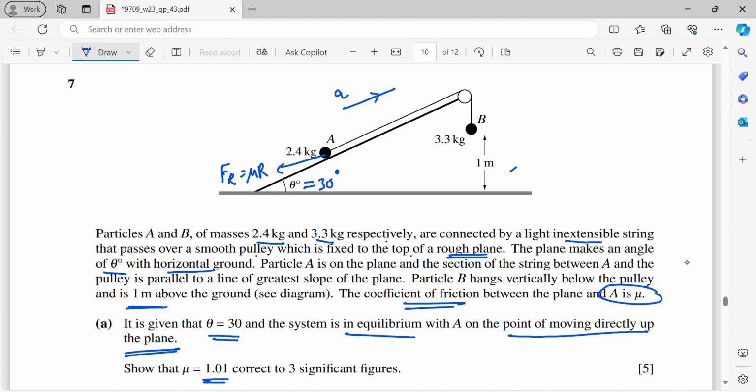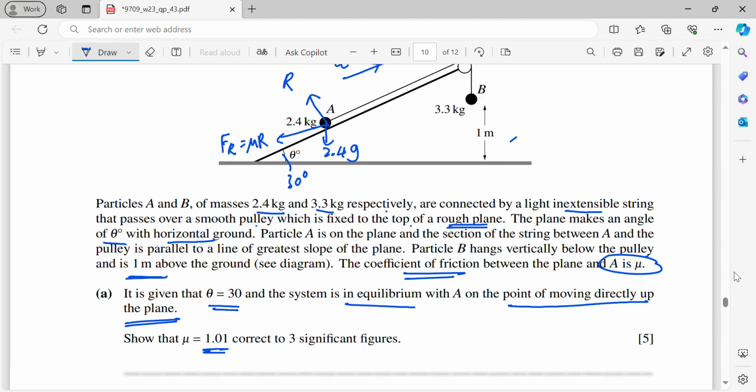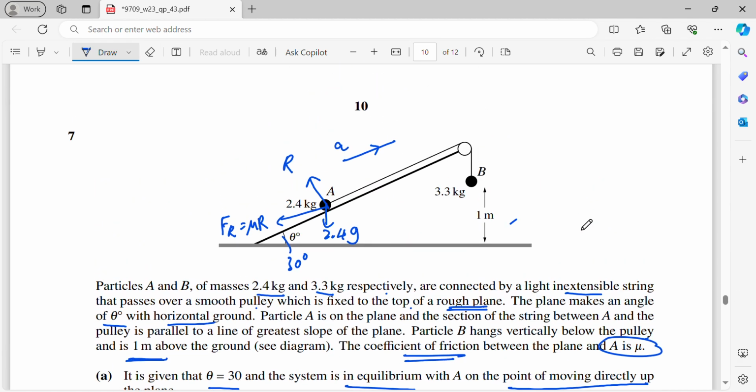So what I need to do here is, since A is in contact with the plane, I should consider the weight. This is 30, so here is 30 degrees. Then this is the weight of 2.4 G, and the reaction force, the normal reaction, which is R. Now from here, I need to resolve first. I will label the tension of the string as T. Then here is also T. Now, B is expected to go down, and A is going up.